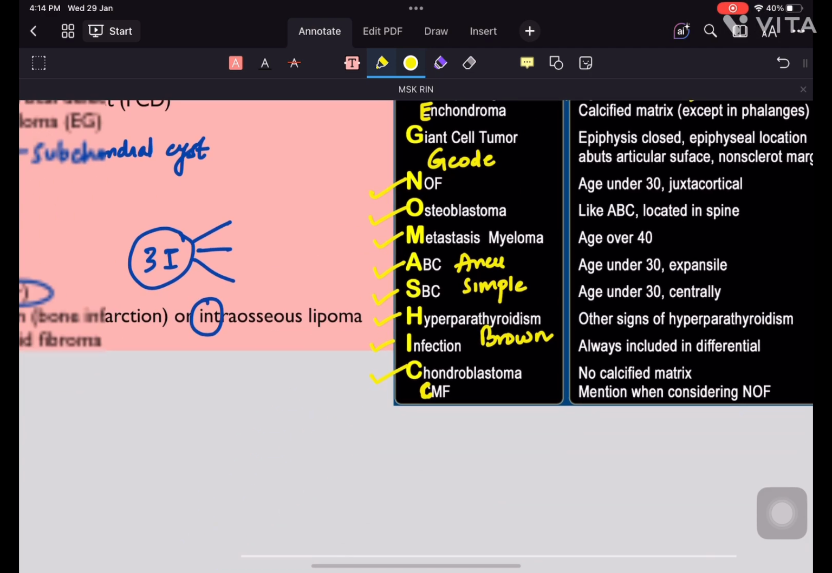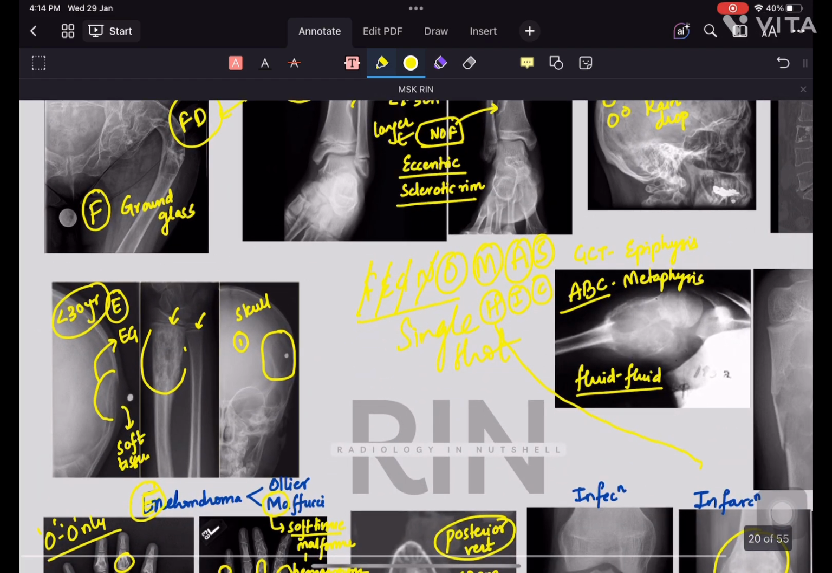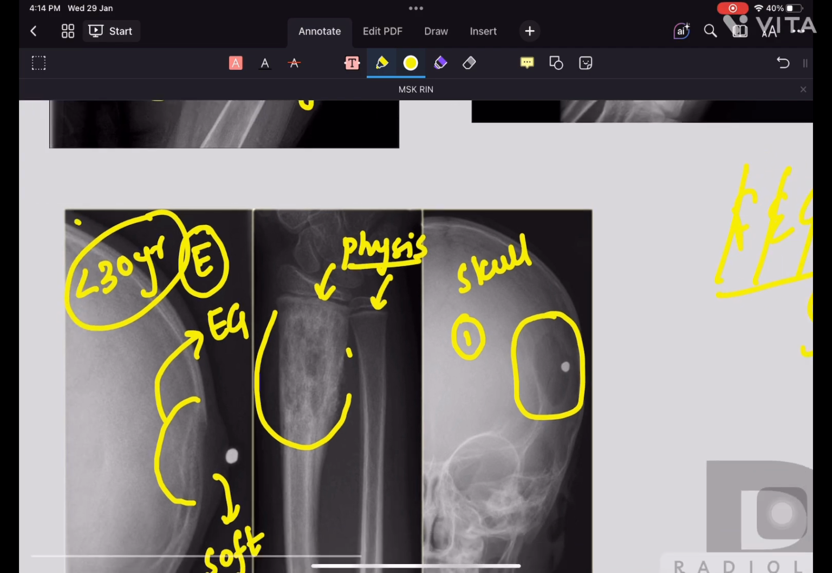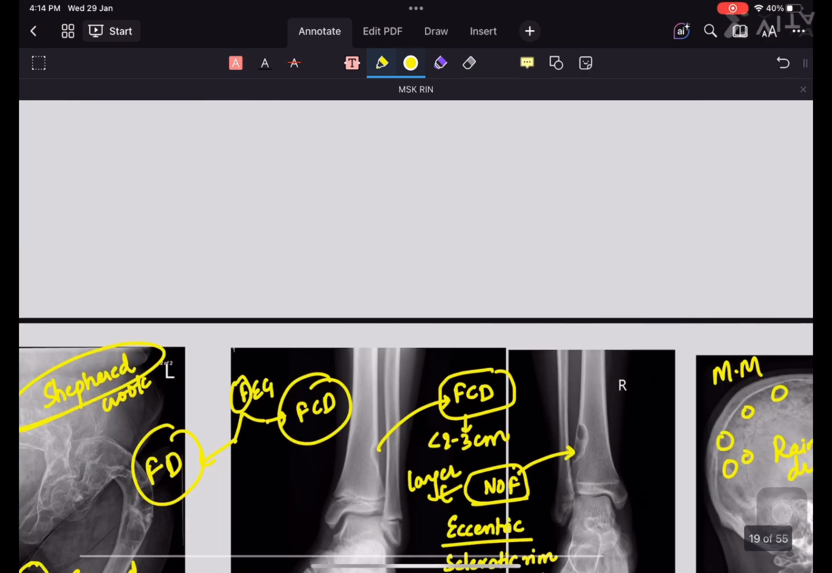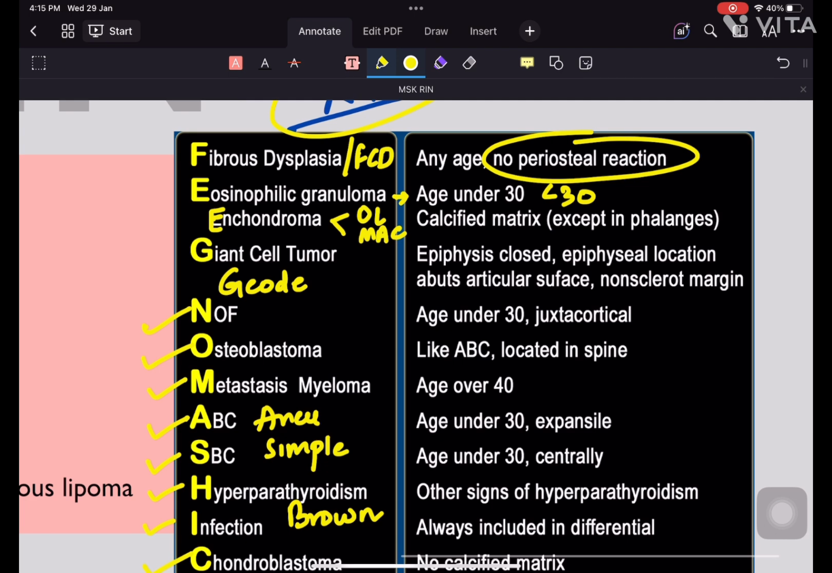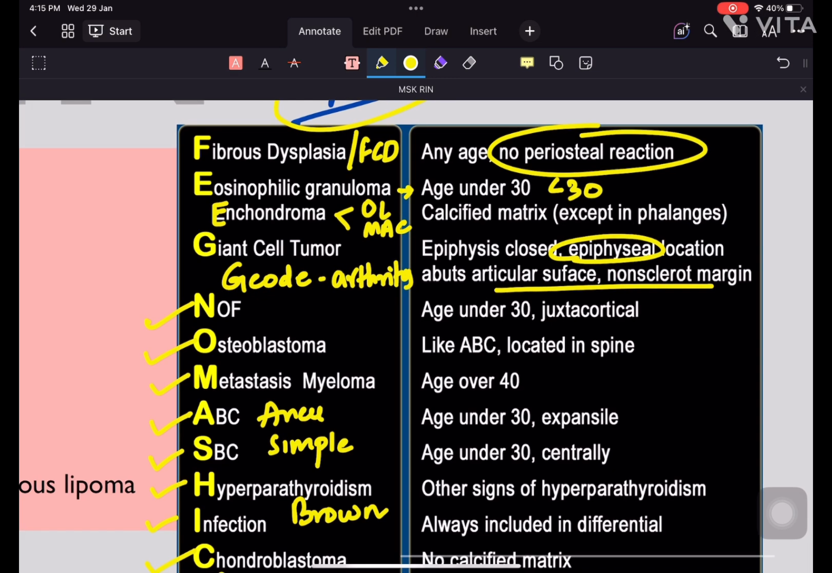Fibrous dysplasia will not have any periosteal reaction, and when we talk about eosinophilic granuloma, less than 30 years is an important point, because there we are seeing the physis, that is the growth plate, not yet fused. Less than 30 years of age is a mandatory criterion to diagnose eosinophilic granuloma. For enchondromas, we have seen two syndromes, Ollier's and Maffucci's. And giant cell tumor is epiphyseal in location and has a non-sclerotic margin. For NOF and FCD, we have seen sclerotic margin, but here it is non-sclerotic margins. It is epiphyseal in location and the epiphysis is closed. For eosinophilic granuloma, it's not closed and it's less than 30.